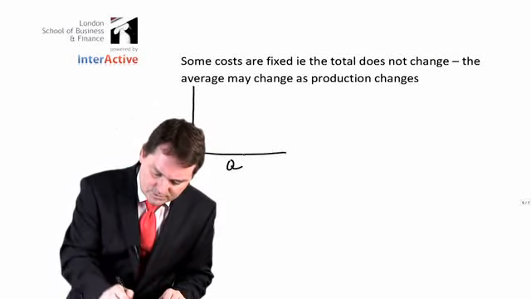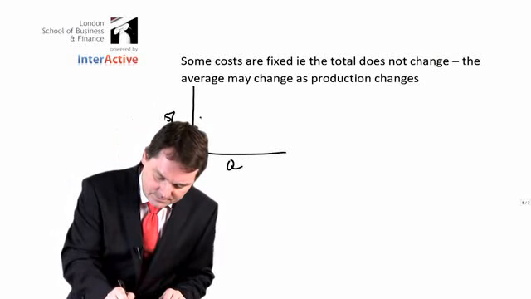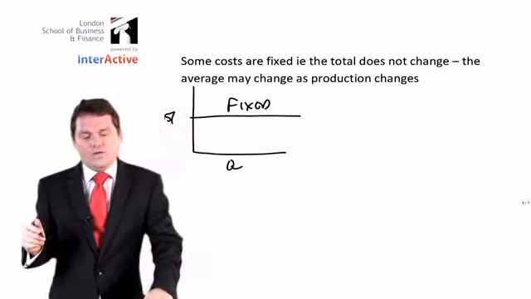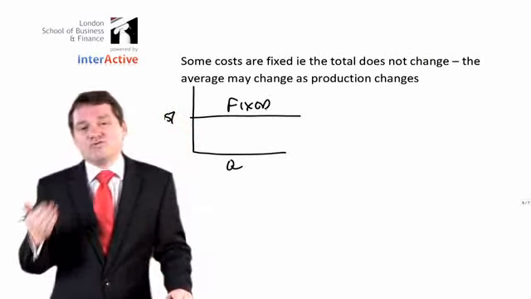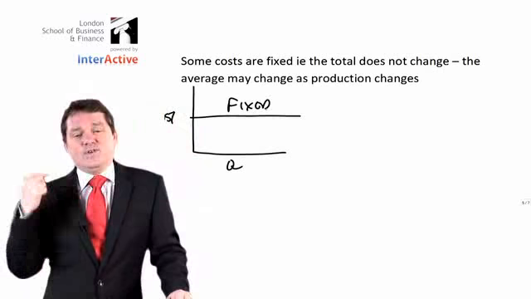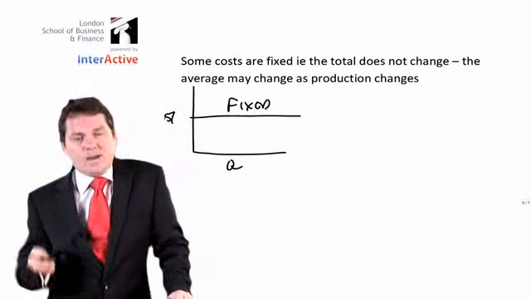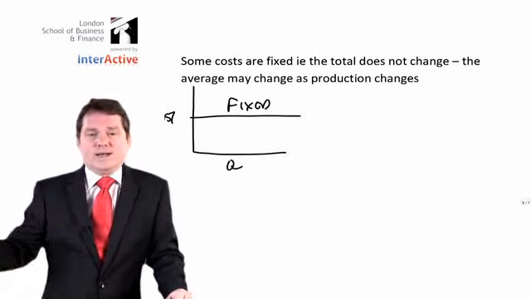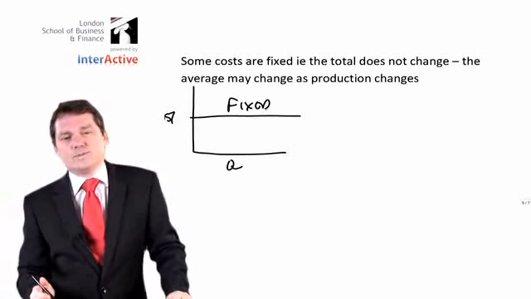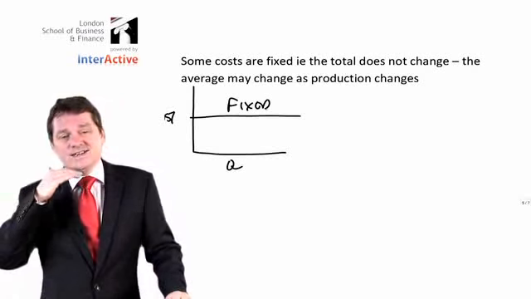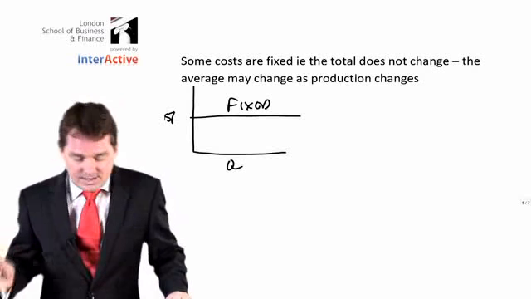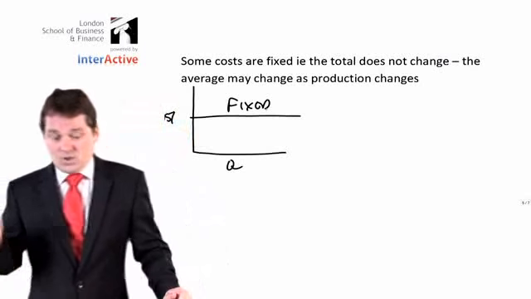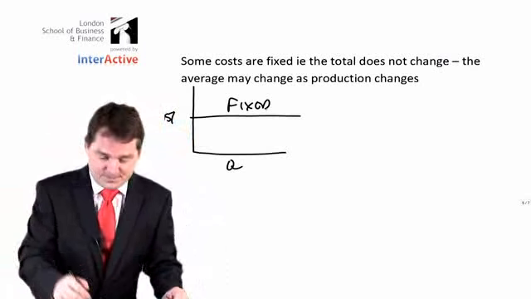A fixed cost is like that black line. In other words, the fixed cost is the rent on a building. If you make a car in a factory, you pay £100,000 in rent. You make 10 cars, you still pay £100,000 in rent. You make 1,000 cars, you still pay £100,000 in rent. In other words, the cost is fixed against the quantity. Quantity changes, cost doesn't.